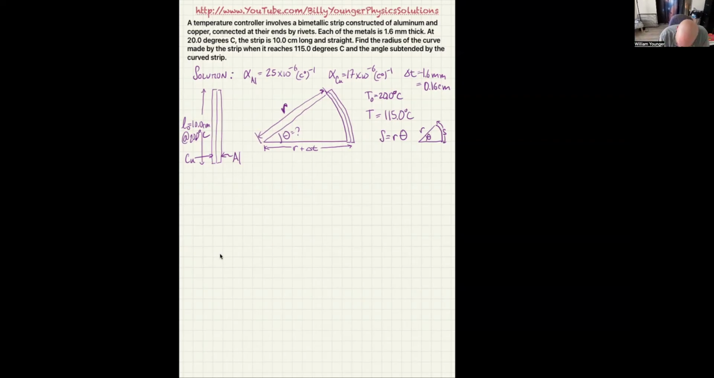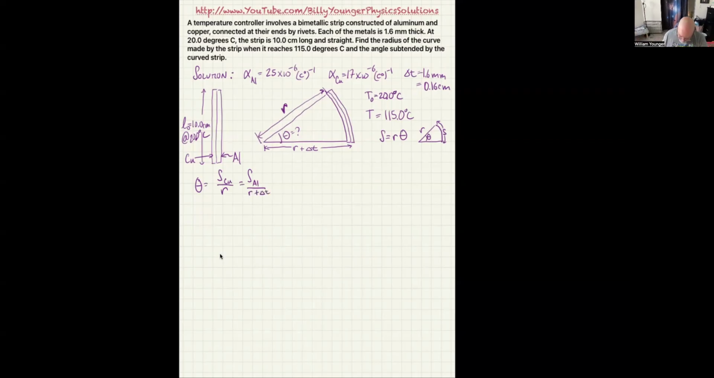Now, the one thing we do know is that even from the drawing, you can tell that theta, the angle that it subtends, is the same for both of them. So I can say the angle theta is in fact S over R. So it's going to be S, the arc length of the copper, divided by the radius that I labeled R. And that's going to have to be equal to the arc length of the aluminum divided by its radius of curvature, which we're assuming would be R plus delta T.